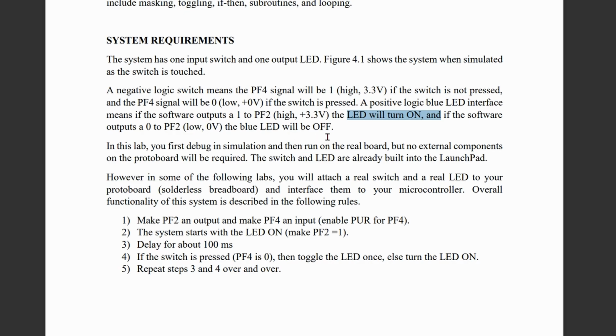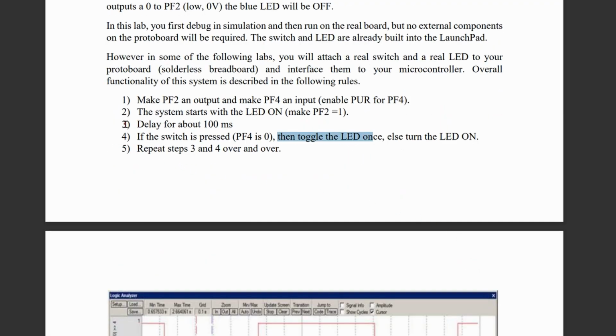So in this lab, we want to debug our simulation and then run it on the board. We're going to make PF2 an output and PF4 an input. The system's going to start with our LED on. We're going to delay for about 100 milliseconds. If our switch is pressed, then we're going to toggle the LED once, else we turn the LED on, and then we're going to repeat steps 3 and 4.